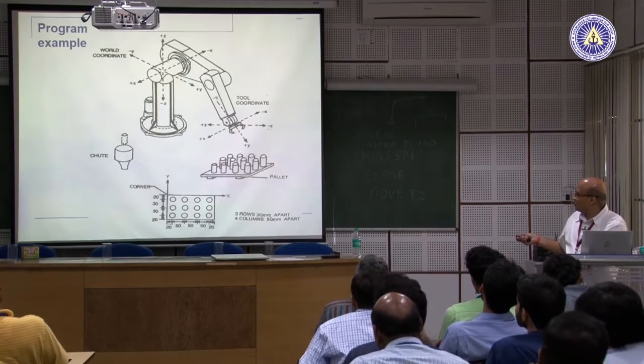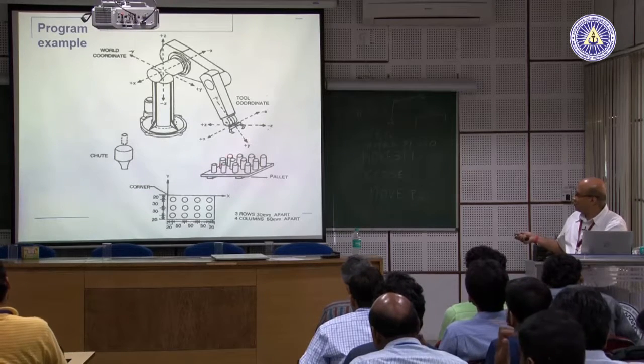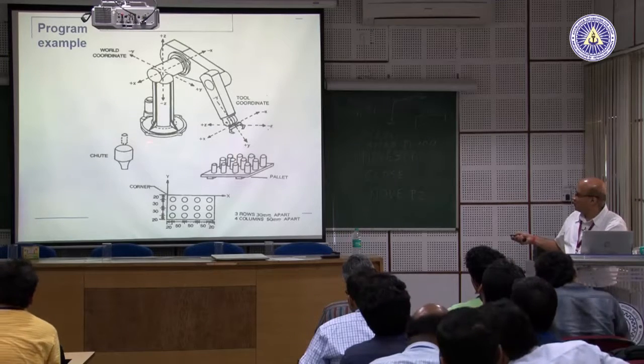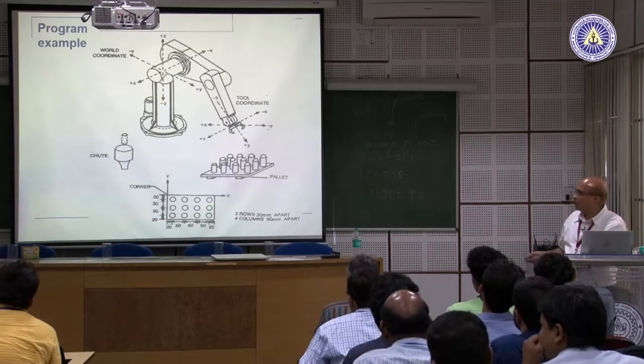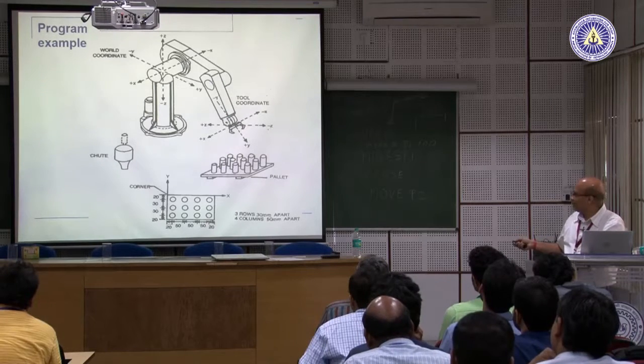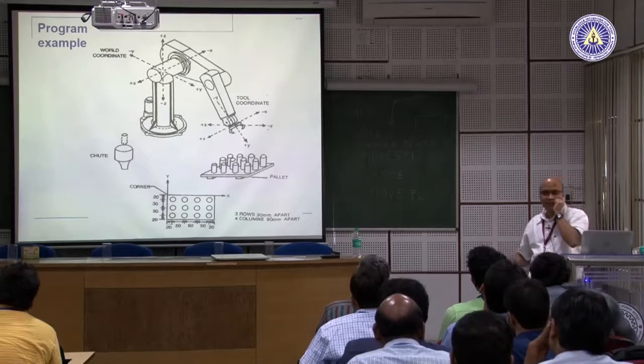This is a pallet with a number of parts kept in there. This is the top view, and we are supposed to pick up one object from here and go and drop it in that chute. So, the program is very simple: pick up one part from here, take it and drop it there. Then take the next one, pick it up, drop it there. This is a very simple problem.